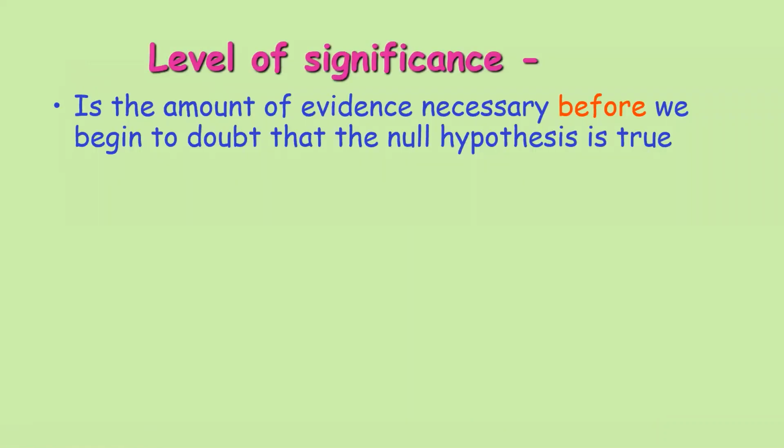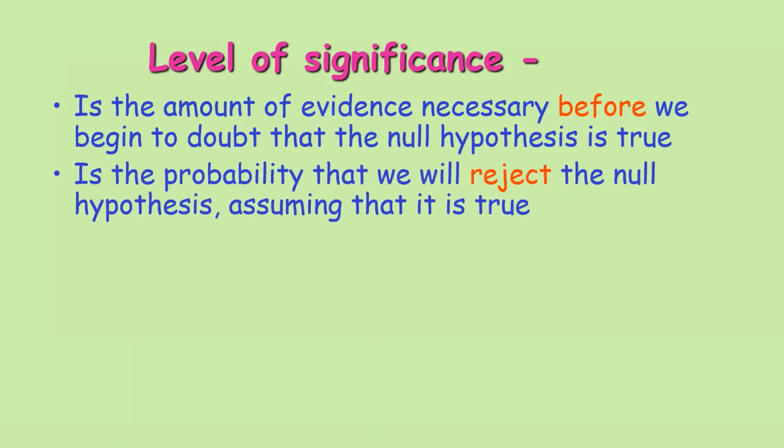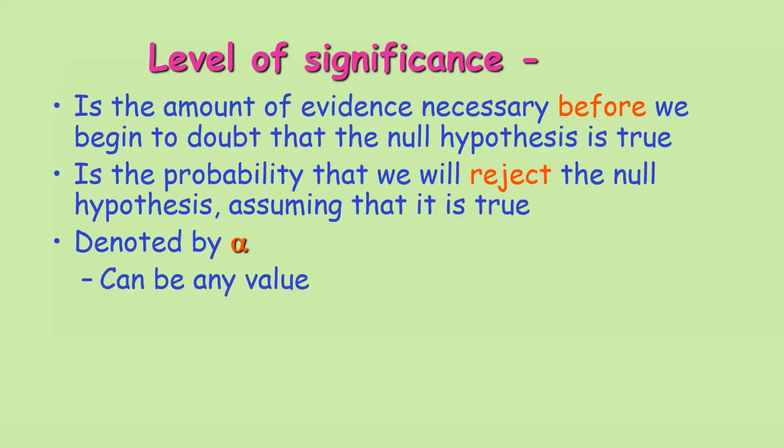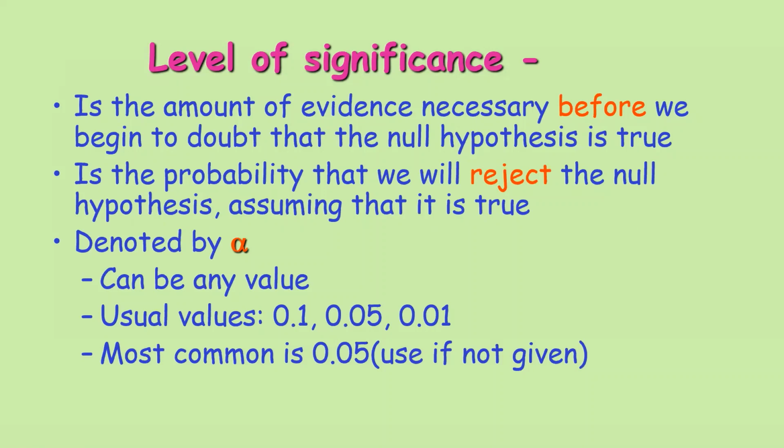So level of significance is the amount of evidence necessary before we begin to doubt that the null is true. It is the probability that we will reject the null, assuming that it is true, and it is denoted by alpha. It can be any value, but for AP statistics purposes, it's usually either 0.1, 0.05, or 0.01. Most common is 0.05, and use this one if it's not stated otherwise. So if no alpha is given, use 0.05.